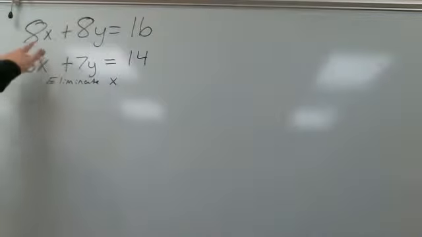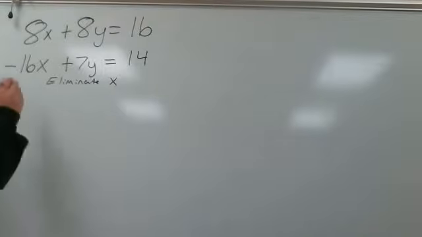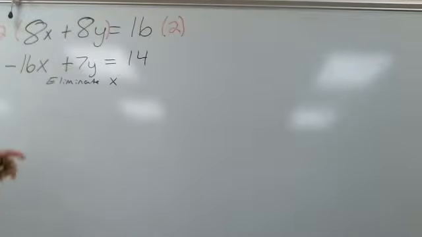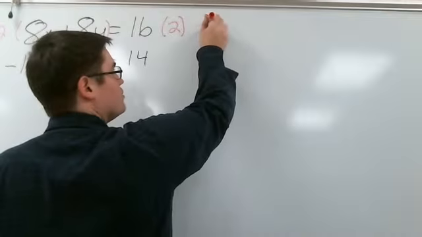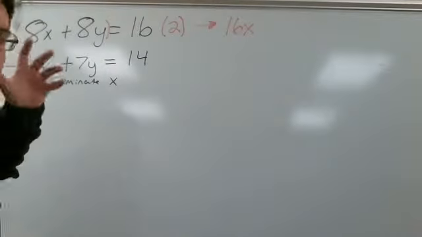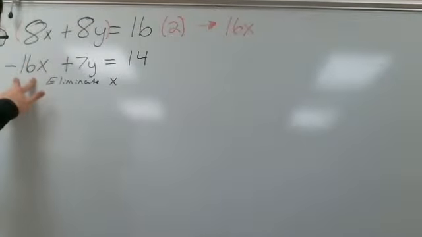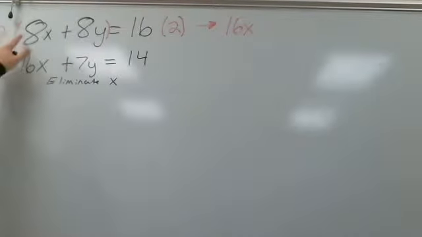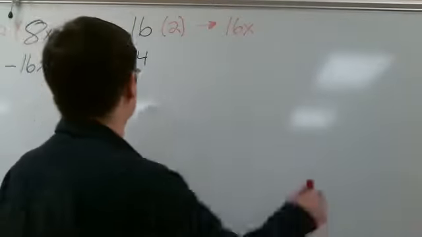Okay? Well, 8 is not the same as 16, but I know if I were to multiply it by 2, then I can just kind of see here, 2 times 8 gives me 16. So multiplying that guy by 2, 16x. And then when I think ahead, I'm going to be adding it to that negative 16x, and I'm going to eliminate my x variable. So I have to multiply everything by 2 to keep everything equal. So multiply that by 2.